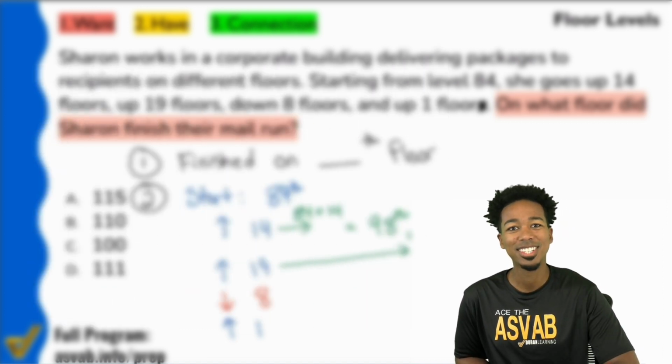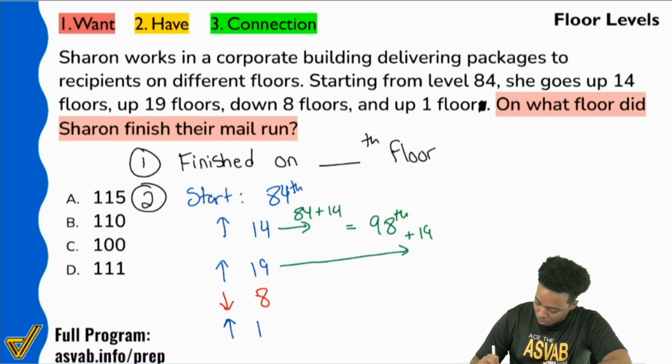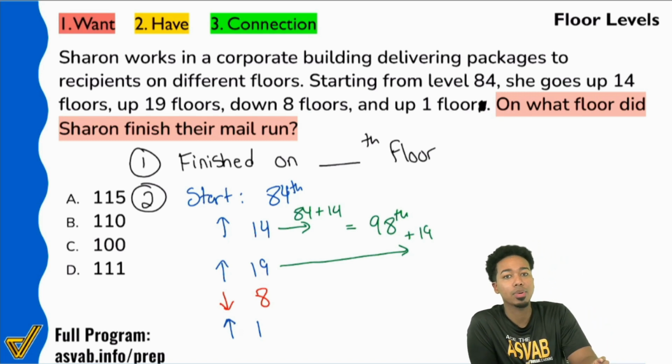Let's ace the ASVAB. So it's going to be adding 19 floors. So 98 plus 19, everybody, what is that? Quick. You should get 117.